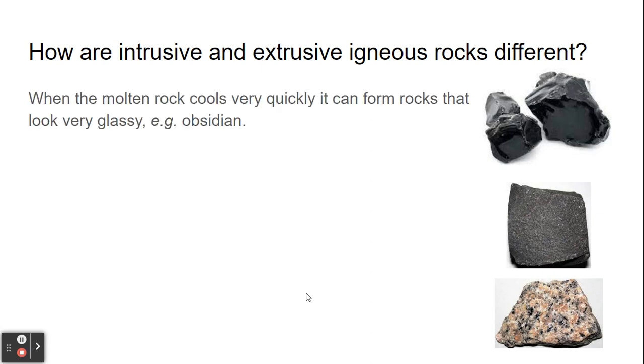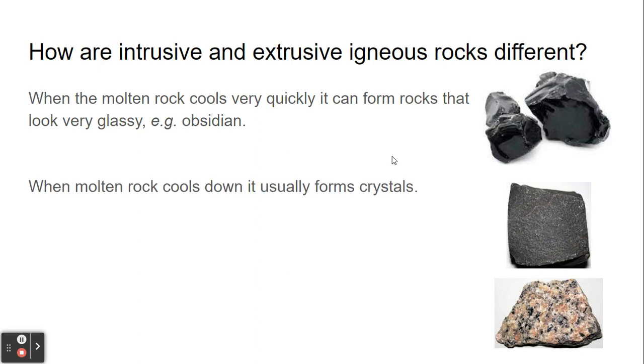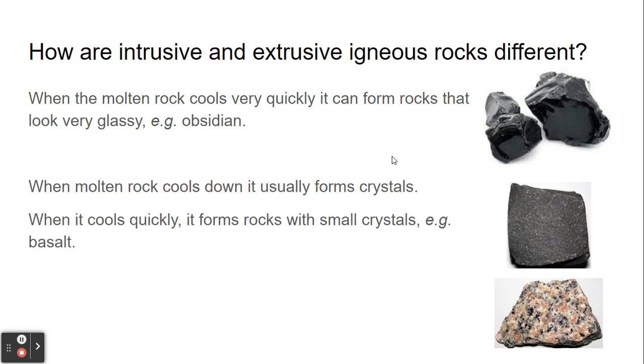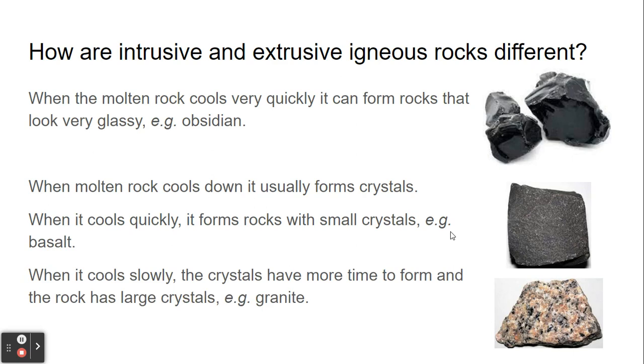When molten rock cools very quickly, it can form rocks that look very glassy, for example, obsidian, this first image. When molten rock cools down, it usually forms crystals. When it cools down quickly, it forms rocks with small crystals, for example, basalt. However, when molten rock cools slowly, the crystals have more time to form and the rock has large crystals. An example of this is granite.